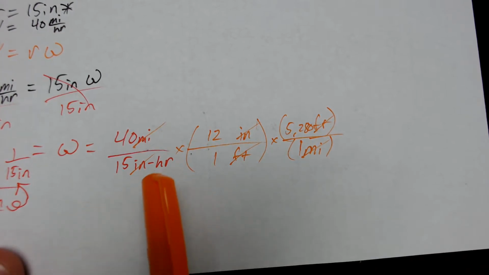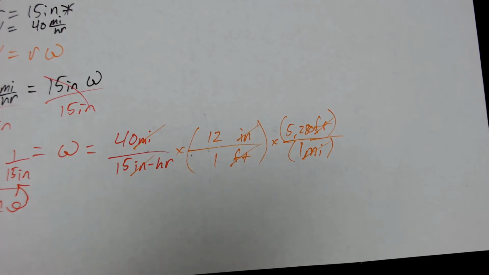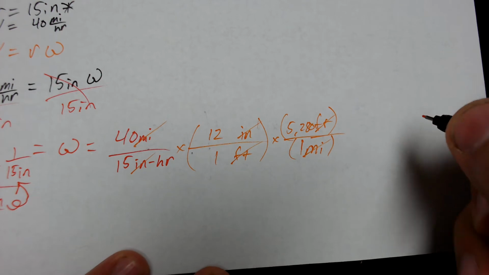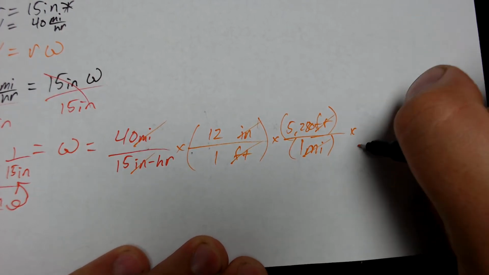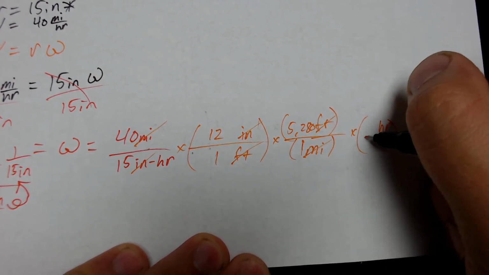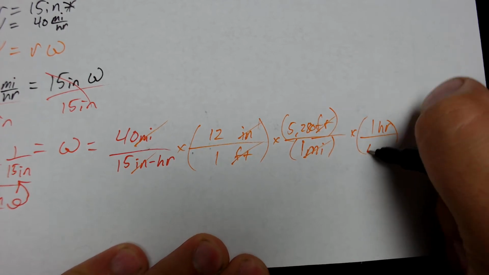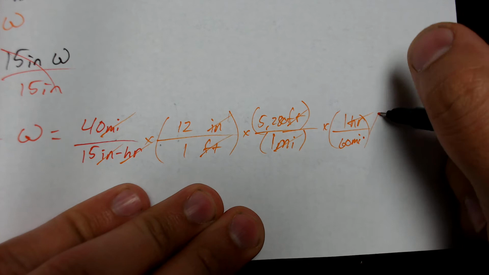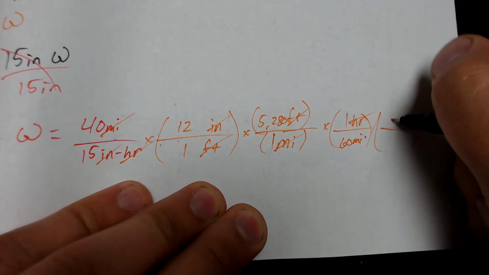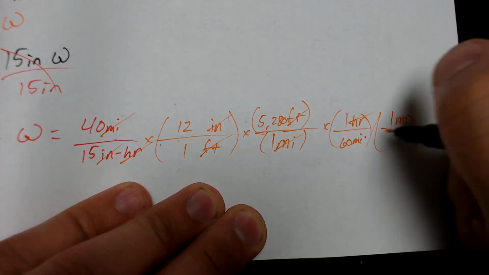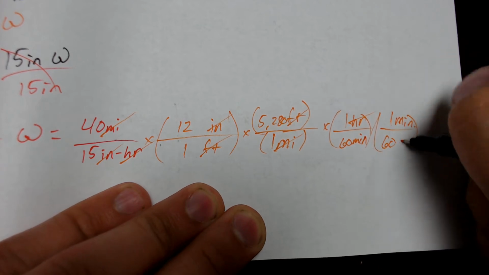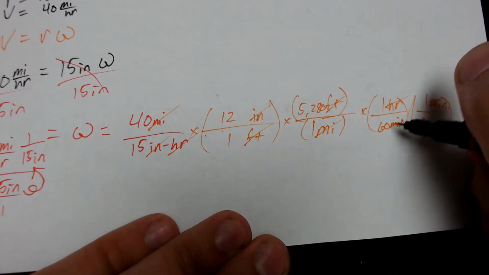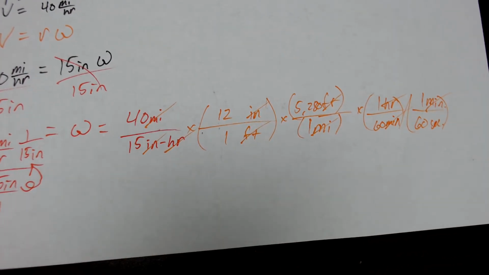And now I need to convert hours into seconds because they want revolutions per second. So for hours, I'm going to put that on top since it's on the bottom. So hours on top, and there's 1 hour and 60 minutes. So hours is canceled, and then I have to cancel minutes into seconds. So there's 1 minute in 60 seconds. So minutes is canceled.